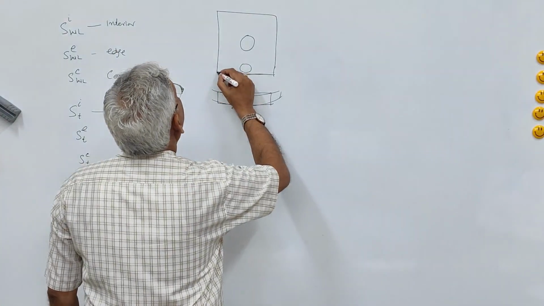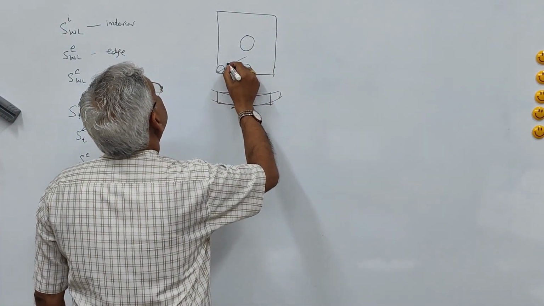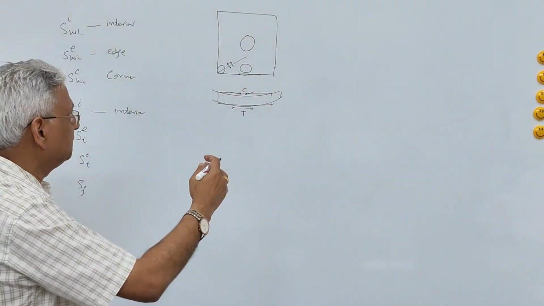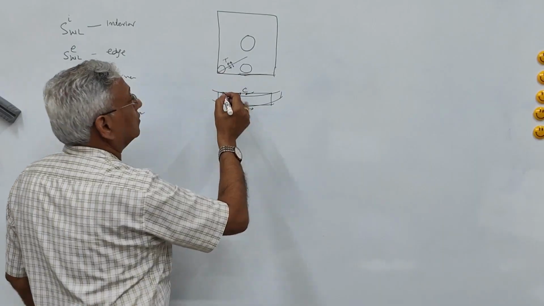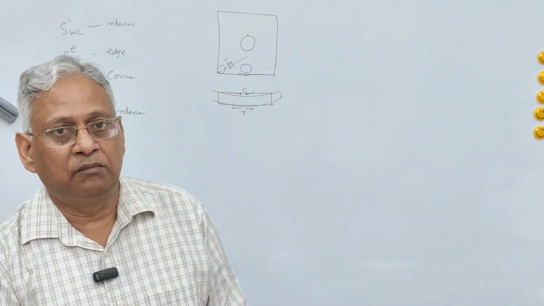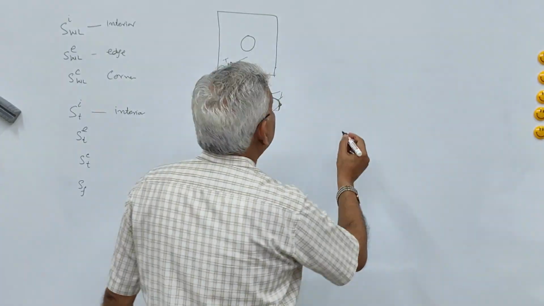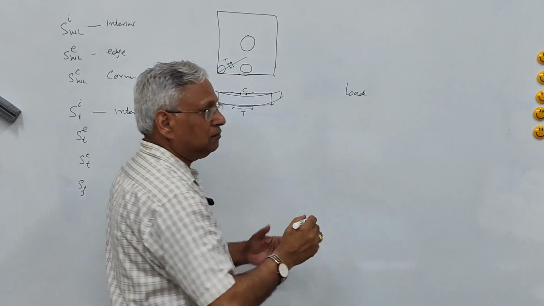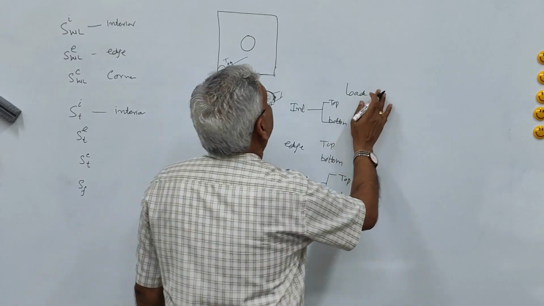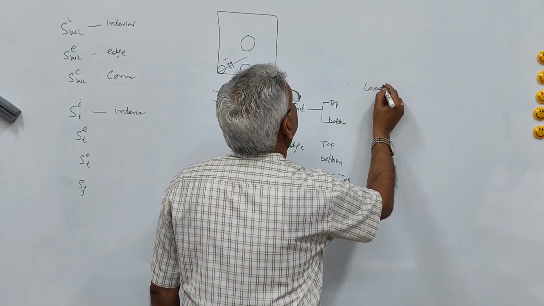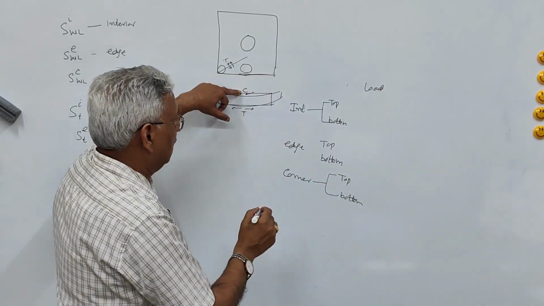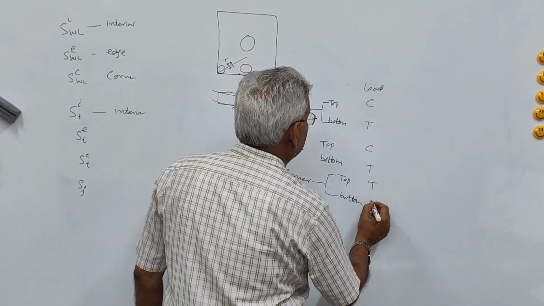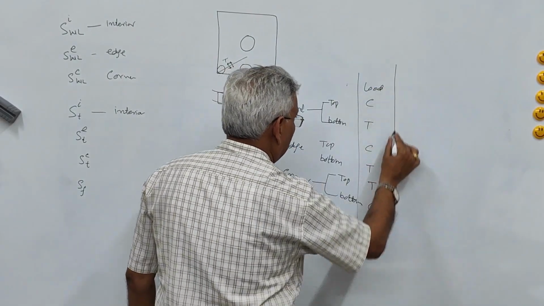But when it is applied at the corner here, then the tensile stress is developed at the top surface at some distance from the corner. So it will be tensile at top surface and compression at the bottom surface. So if I prepare a, let us say, table here, that because of load, how the stresses are developed. So here it will be at top you have compression, tension, compression, tension, tension, compression. This is because of load.